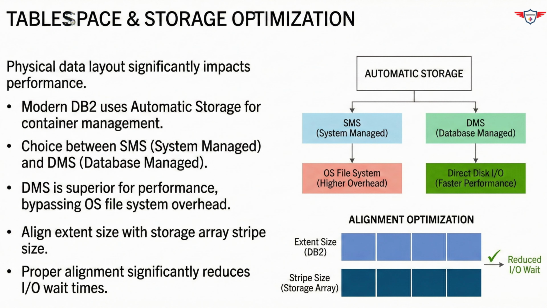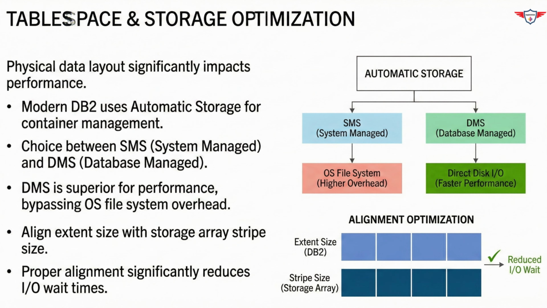For performance, DMS is almost always the superior choice because DB2 interacts directly with the disk, bypassing the operating system's file system overhead. You also want to look at your extent size, which is the number of pages written to a container before moving to the next one. Ensuring your extent size aligns with your storage array's stripe size can significantly reduce I/O wait times.